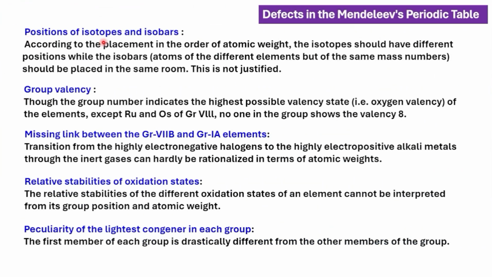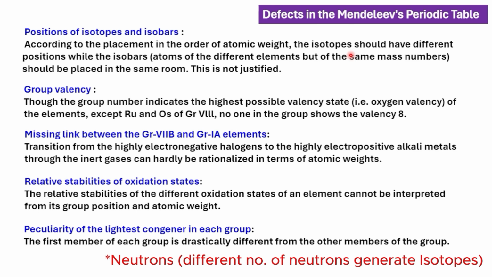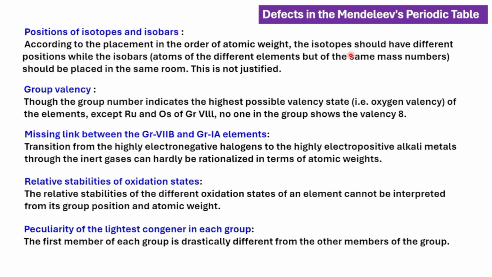Next one is the positions of isotopes and isobars. According to the placement in the order of atomic weight, the isotopes should have different positions, while the isobars... If you see isotopes, that means you have the same number of protons but a different number of neutrons. So that means your atomic weight will be different.